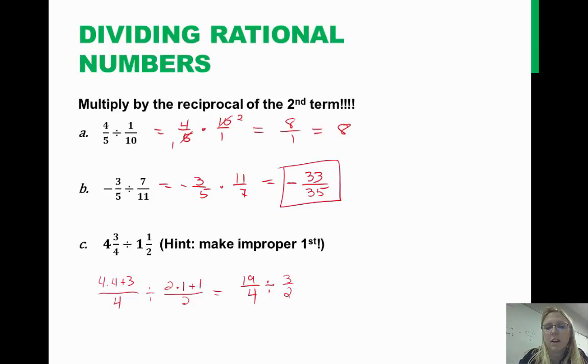Now remember, when we're dividing, we're going to take this and make it a reciprocal. So now it's 19 over 4 times 2 over 3. And I can reduce this 2 because 2 goes into 4 two times. So 19 times 1 is 19, and 2 times 3 is 6. So this is my answer for C.